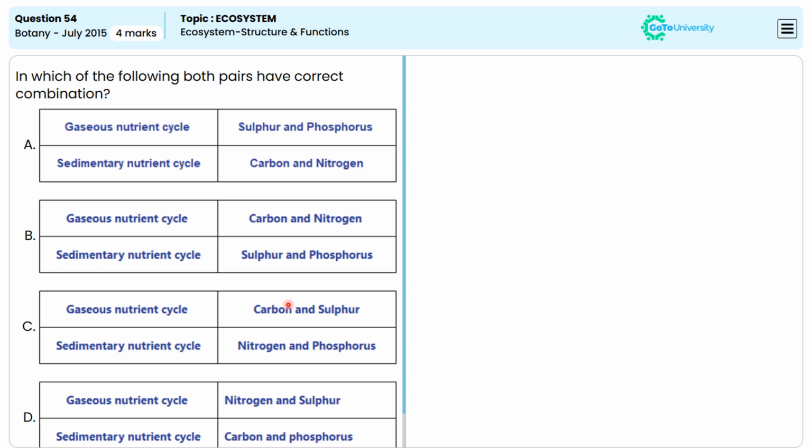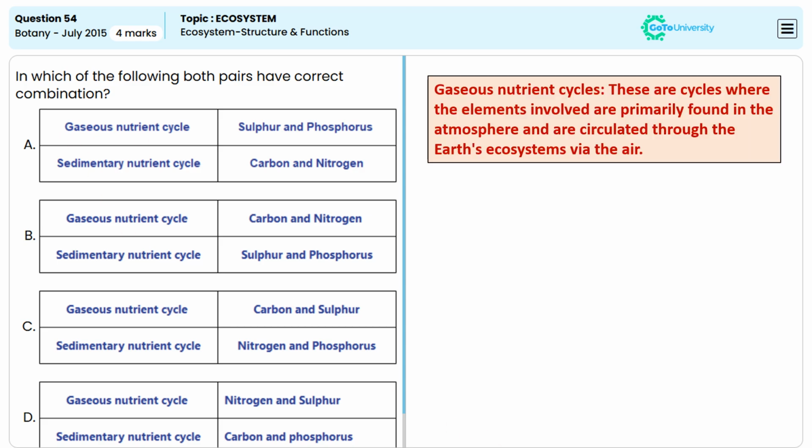Now coming to gaseous nutrient cycles, these are the cycles where the elements involved are primarily found in the atmosphere and are circulated through the Earth's ecosystem via the air. So the examples are carbon and nitrogen, and the cycles are the carbon cycle and nitrogen cycle. The carbon is present in the form of carbon dioxide and nitrogen is present in the form of nitrogen gas. So that means the gaseous nutrient cycle consists of the carbon and nitrogen cycle. So this will be correct.